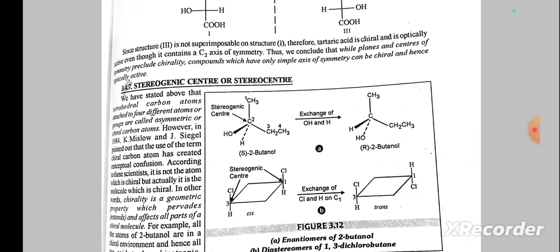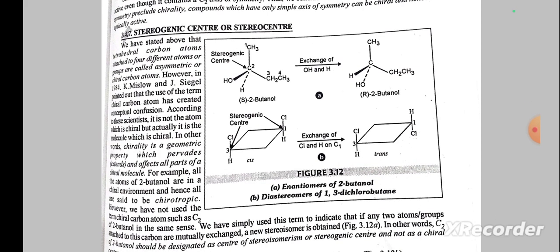However, in 1984, K. Mislow and J. Siegel pointed out that the use of the term chiral carbon has created conceptual confusion. According to these scientists, it is not the atom which is chiral, but actually it is the molecule which is chiral. In other words, chirality is a geometrical property which prevails and affects all the parts of the chiral molecule.